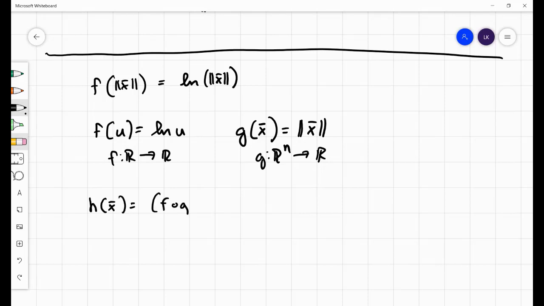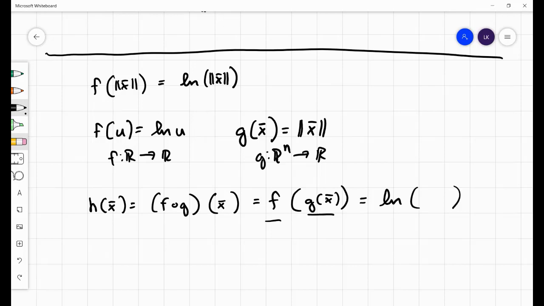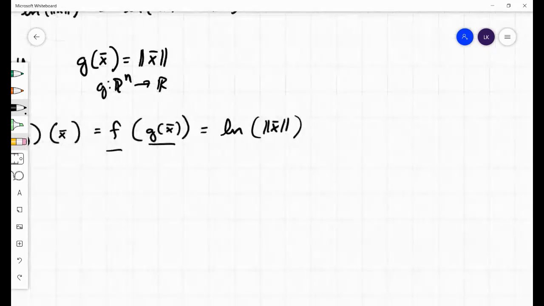It's f composed with g at x. So f is the log function, and inside we have g of x, which just gives you the magnitude of x. But the idea is that if I think of this as a composition, I don't have to think of this as, okay, I could, maybe good for practice, write it out like this, and then find the partial derivative of this with respect to x1, and then x2, and x3. It's doable, right? So, sorry about that.